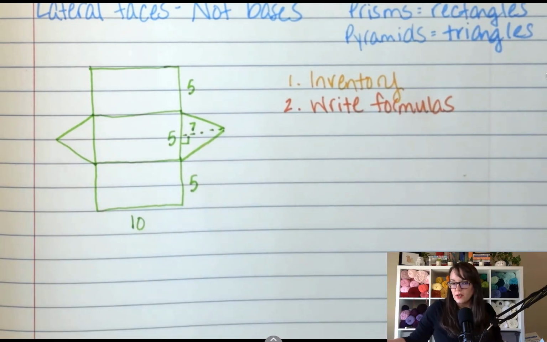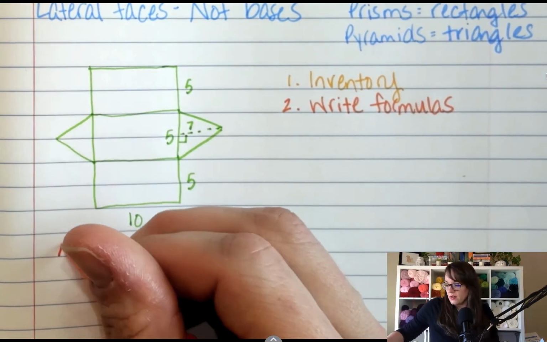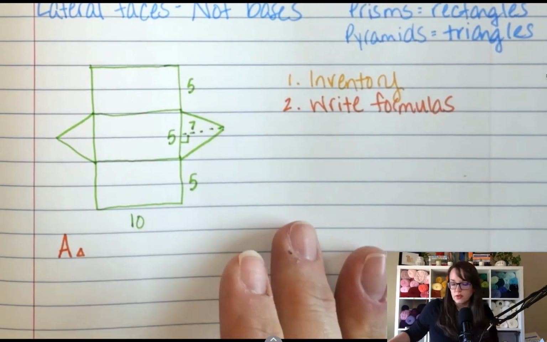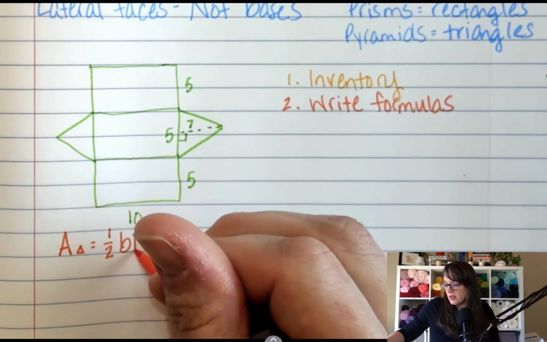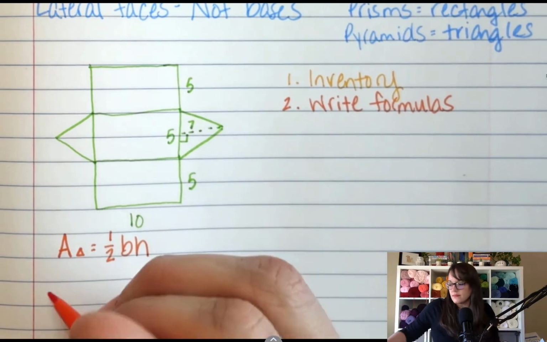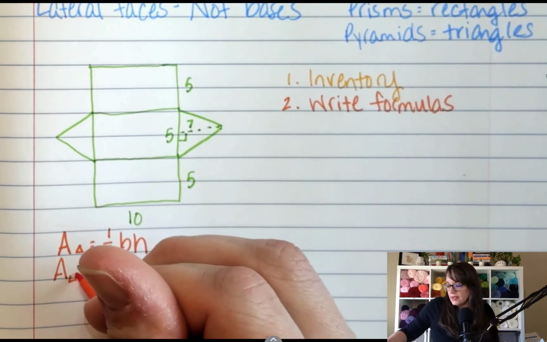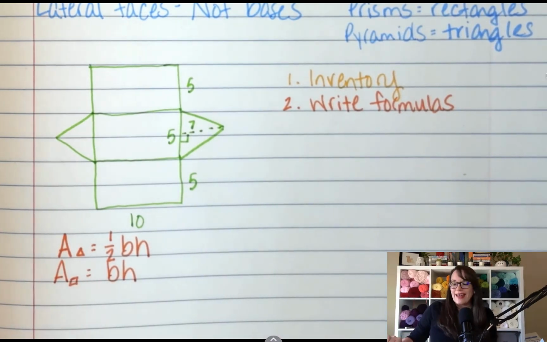So for triangles, what is the formula for area of a triangle? It's 1/2 BH. So area of a triangle is 1/2 BH. And how do you find area of a rectangle? Area of a rectangle is just BH. All right, now, if the question is asking for surface area, that's everything.